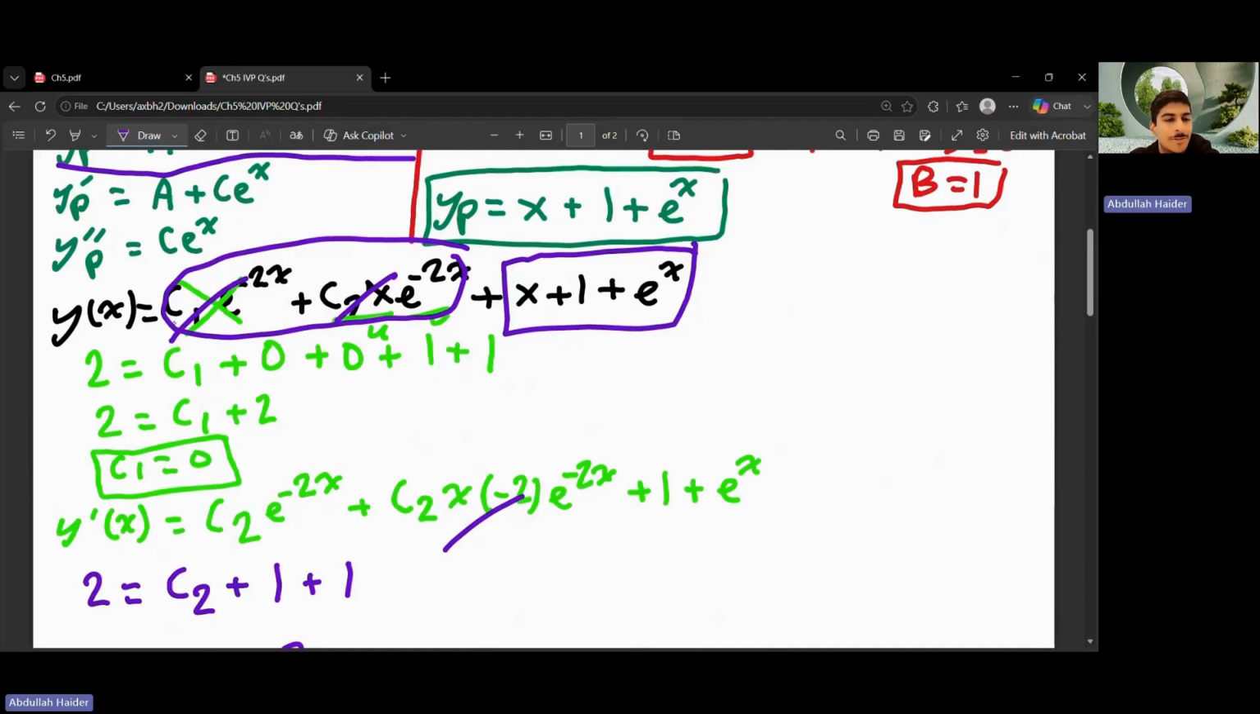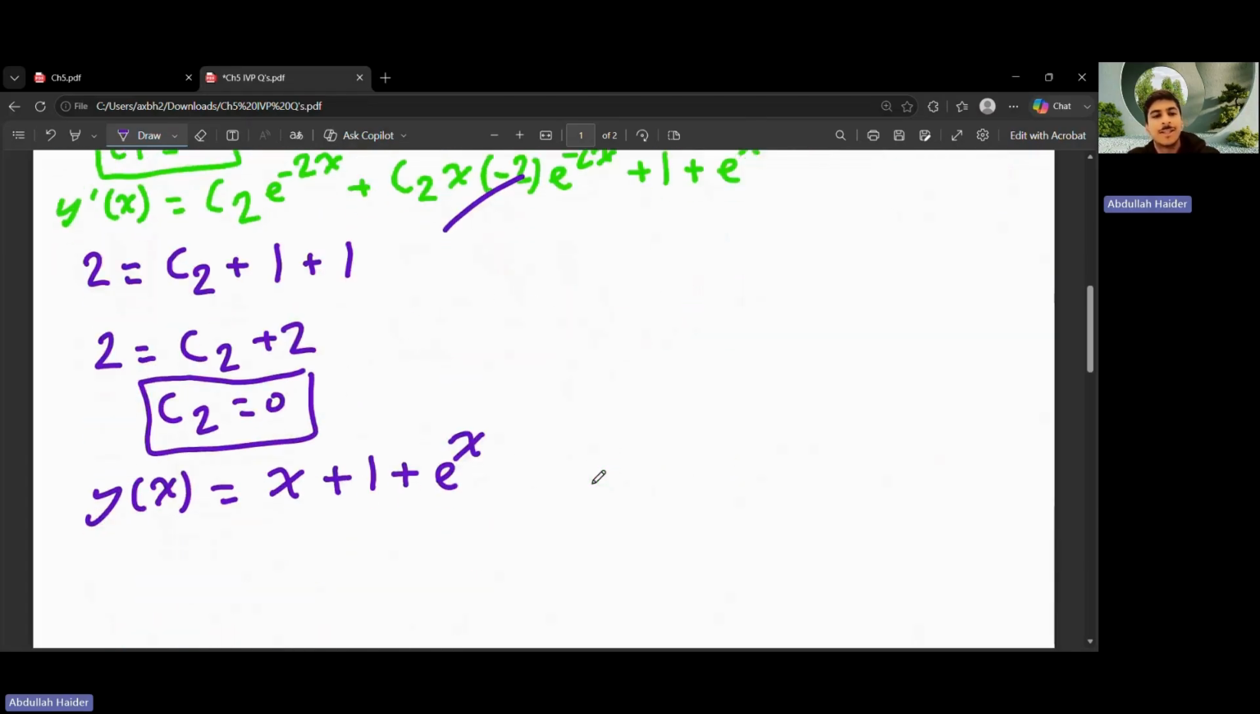And then you apply C1, C2 in the main equation, and that will be your final answer. So C1 was 0. This whole thing is gone. C2 was 0. This whole thing is gone. So you're basically left with x plus 1 plus e power x.